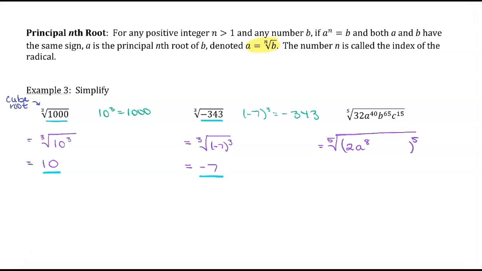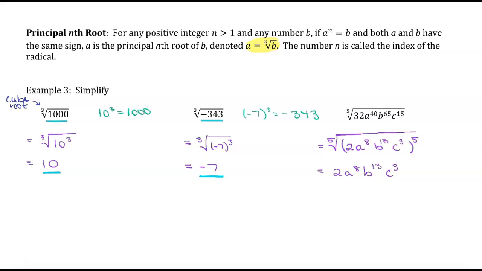We could also write b to the 65th as b to the 13th to the fifth, and c to the 15th, that can be written as c cubed to the fifth. So now we have the fifth root of 2a to the 8th, b to the 13th, c cubed to the fifth. So this is equal to 2a to the 8th, b to the 13th, c cubed.